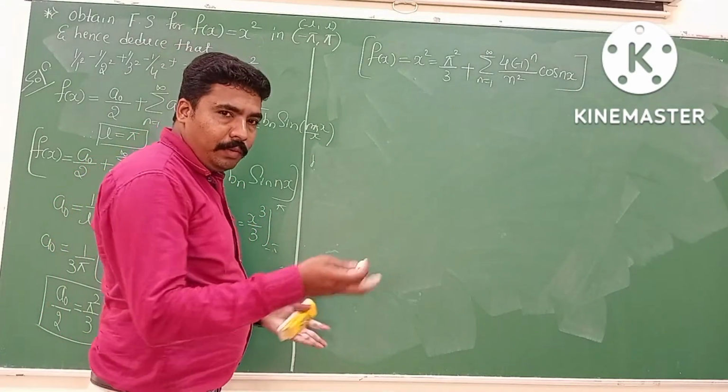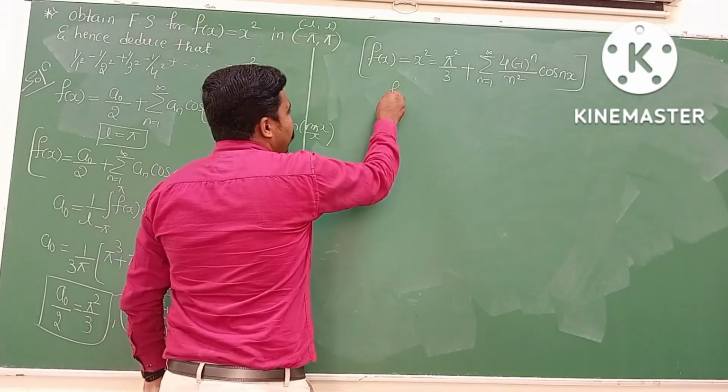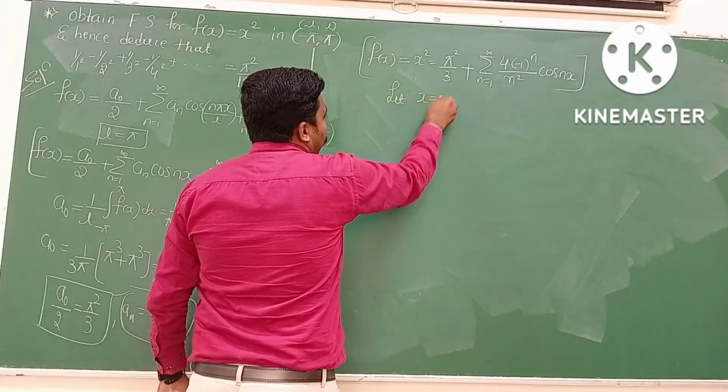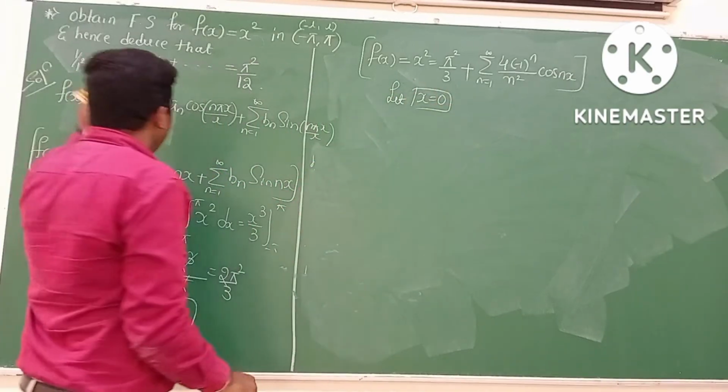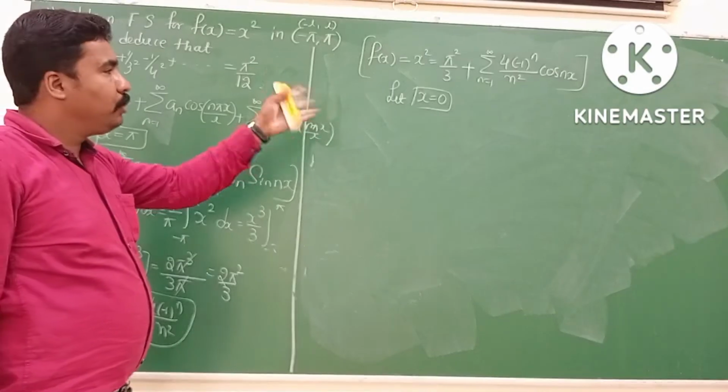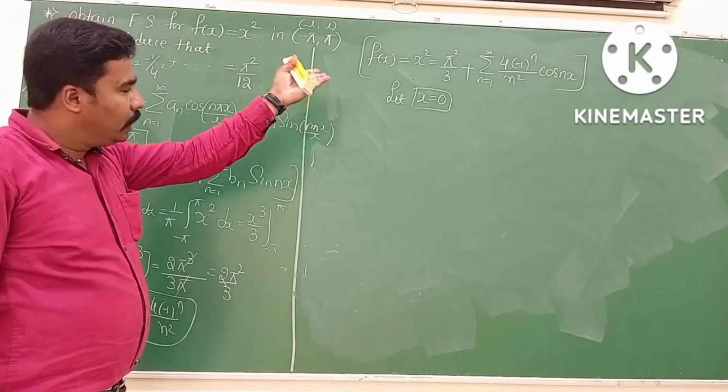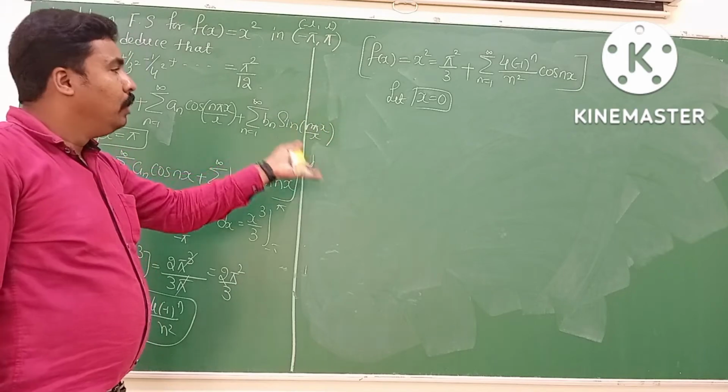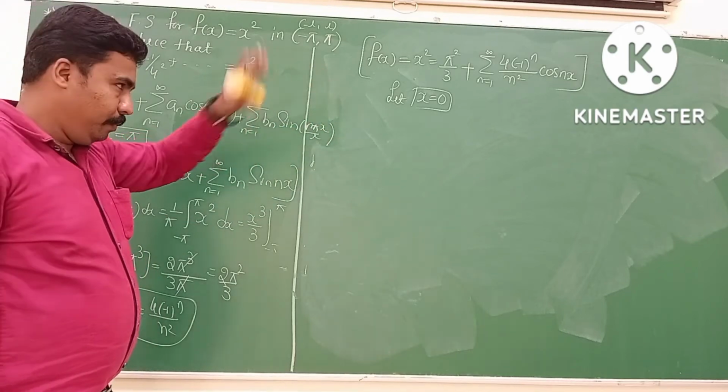So I go with one substitution, that is, let x equal to 0. Starting with x equal to 0, I'll check whether I am getting the result or not. If I get it with x equal to 0, stop. If I am not getting it, then x equal to 0 is the wrong substitution, and we have to go for x equal to pi.